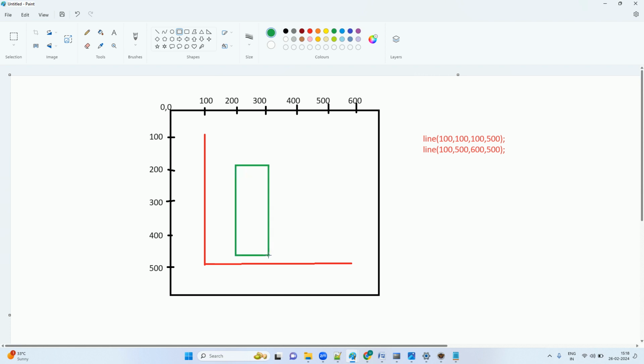Now if I have to draw histogram, let's say the first season I made a sales of this much. Okay, this is my first season sale. So you should know these two coordinates if you are drawing a histogram. This is which coordinate? Top left. And this is which coordinate? Bottom right. Okay, so top left and bottom right.